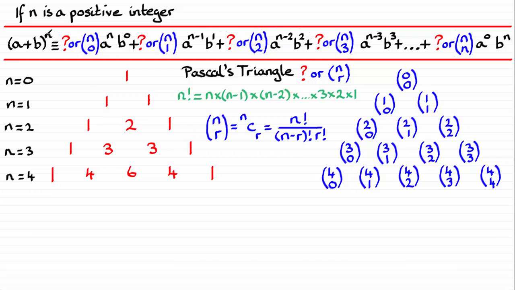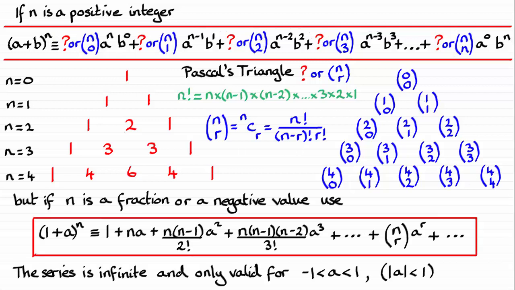This formula was only true for positive integers. So what I went on to show you was another formula, which was 1 plus a to the power n, where n could be a fraction or a negative value. And if that were the case, we got this result here, that the series was infinite and it was only valid if a was between -1 and 1. And you could use either this notation or the modulus notation. The mod of a was less than 1. Either would do.